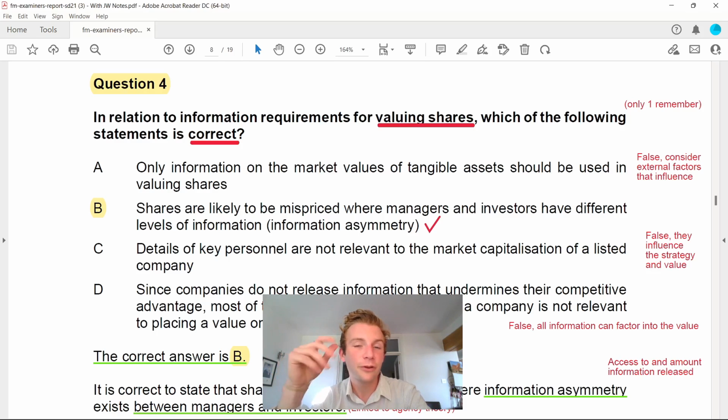As you go through any question that asks which one is correct, one of the answers will be completely wrong, there's no chance of that being right. As you can see on my notes on the side there, I've put false, consider the external factors that will influence this. False for part C, they influence the strategy and the value. And finally for D, false, all information can factor into the value.